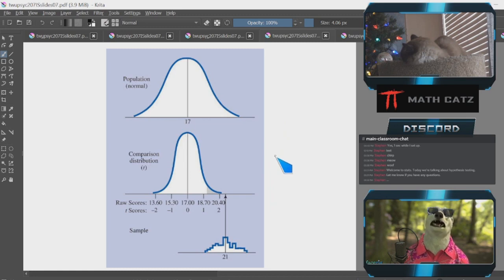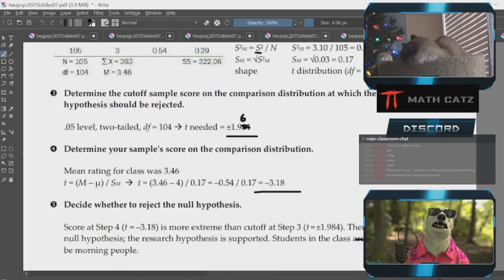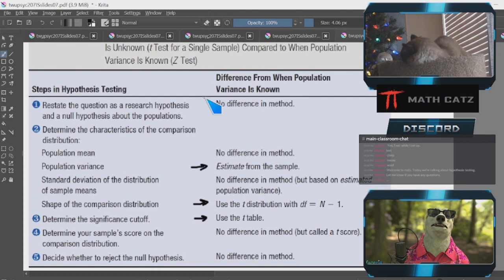So this is for a t-sample, a t-distribution. Let's go back to that table here. Also known as a t-test for a single sample. T-test for a single sample. Whenever I need to estimate the variance.